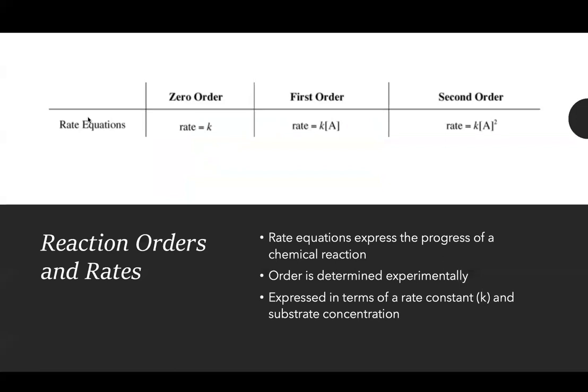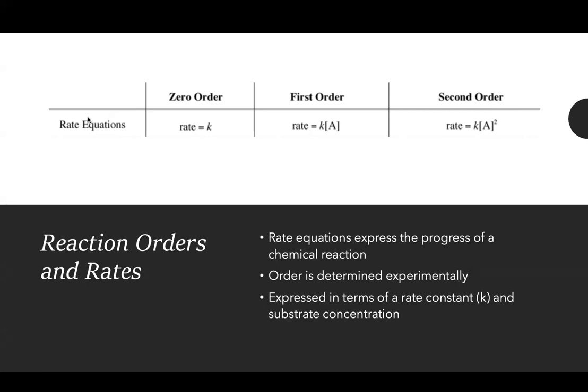And this then takes us to reaction orders and reaction rates. The rate equation expresses the progress of a chemical reaction. The order of a reaction is determined experimentally and is expressed in terms of a rate constant and the substrate concentration. So we can calculate or determine the reaction rate of a reaction, so how fast a reaction will happen. There are three different reaction orders.